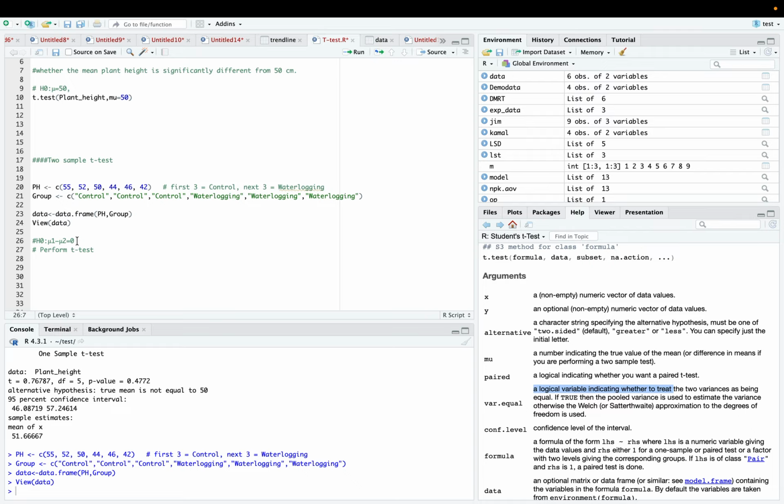So what will be the alternate hypothesis? The alternate hypothesis is that there will be a difference between the control mean of plant height and the plant height mean of water logging. We will find some difference. Let's see what it actually finds in the t-test. So we can write t dot test.